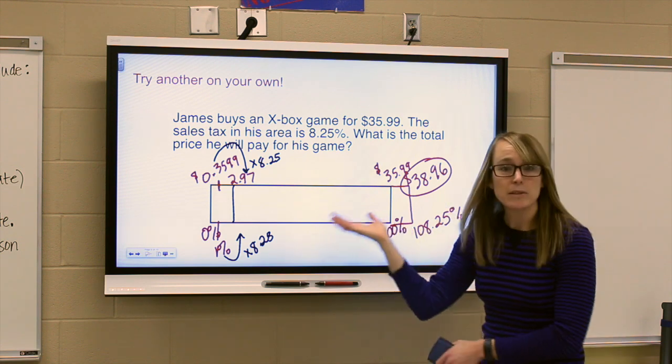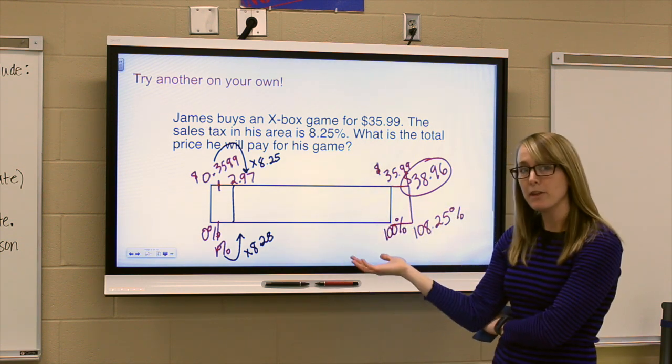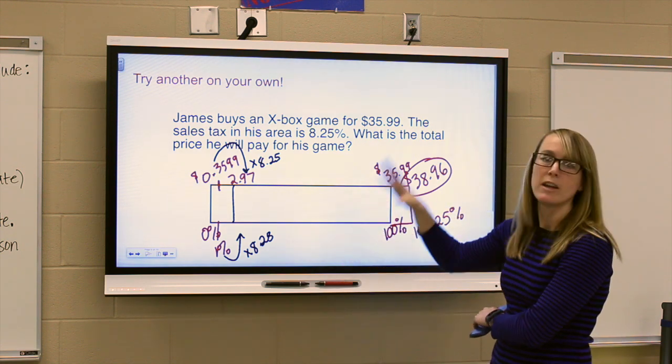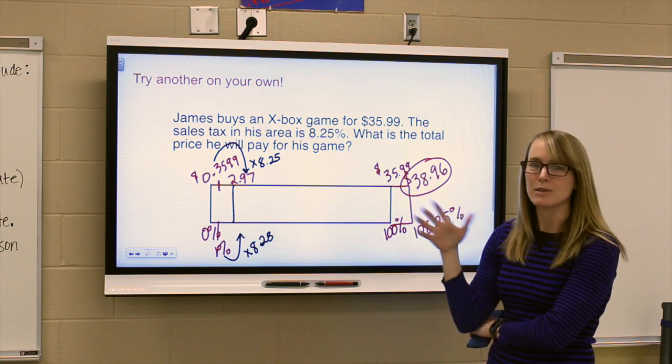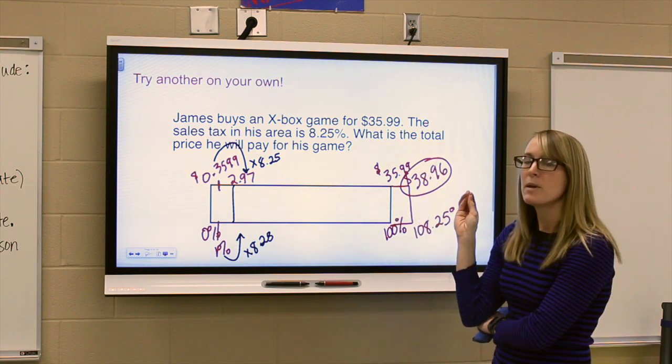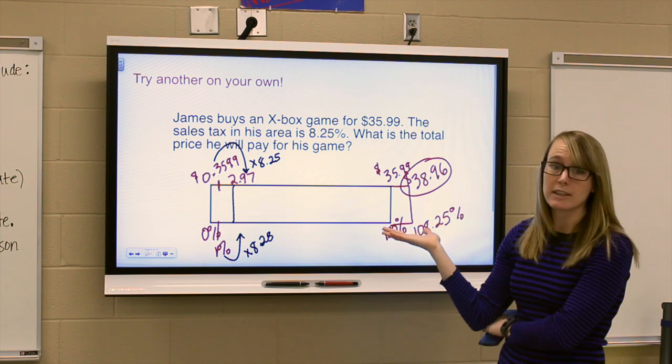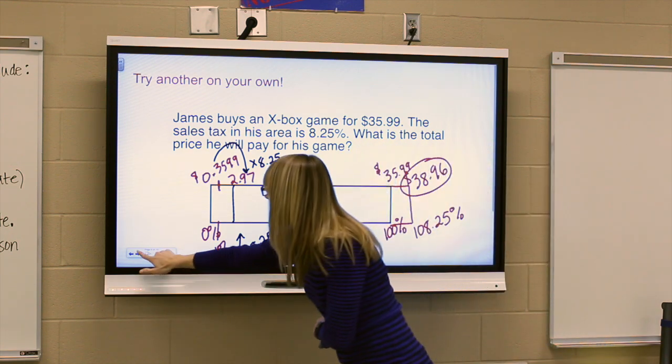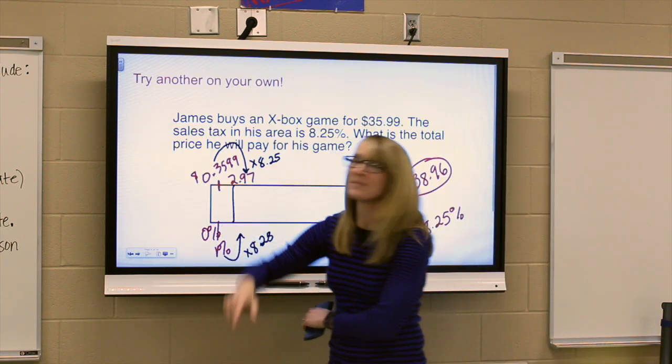So I hope you like the percent bar model method. I think it makes it really visual. Hopefully now you're not just doing steps to find an answer, but you actually understand what you're doing to get to your final answer. I think that's my last question. Yes, it is. Thank you.